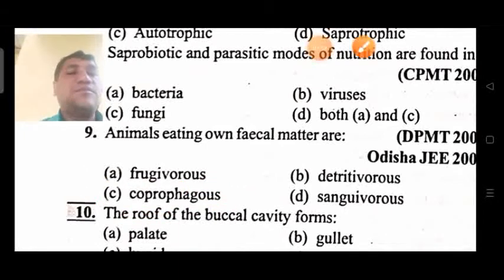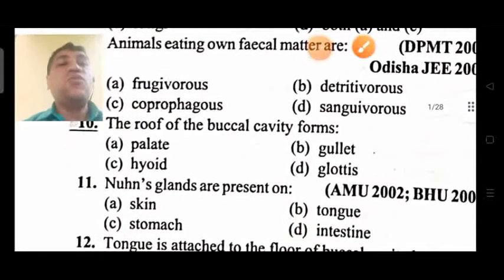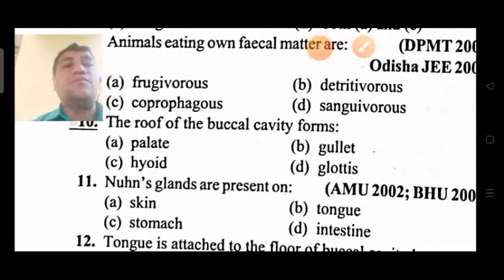So animals eating their own fecal matter are coprophagous organisms. Next, the roof of the buccal cavity forms: palate, gullet, hyoid, or glottis. The upper roof of the upper lip is called the palate.